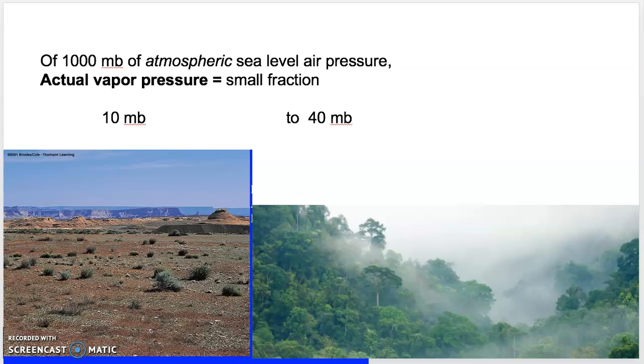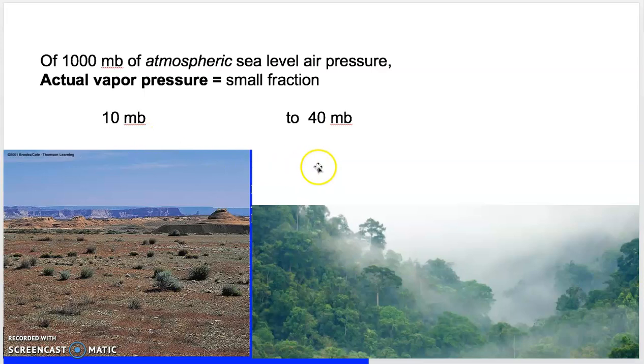So let's talk about the entire atmosphere as being about 1,000 millibars of nitrogen and oxygen and water vapor and carbon dioxide and argon and everything else. About 1,000 millibars of atmospheric sea level pressure. Of that 1,000 millibars of atmospheric sea level pressure, there's a small fraction of vapor pressure. In fact, if you're in a desert where there's not very much water vapor, that's going to be roughly 10 millibars of 1,000 millibars of atmospheric sea level pressure, about 1%.